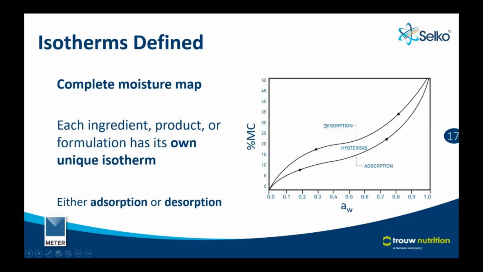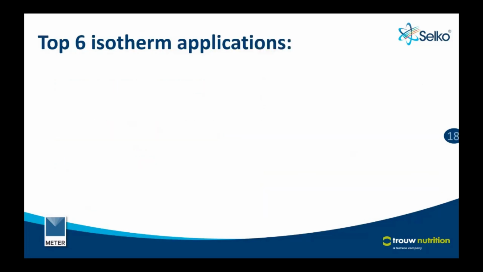If we're looking at the desorption curve, then we're looking at how water is removed from that product or that sample. And there's a difference that occurs between these curves. That difference is known as hysteresis. We won't get into a ton of detail about it here, but if that's something you're interested in learning more about, please reach out to us after this presentation.